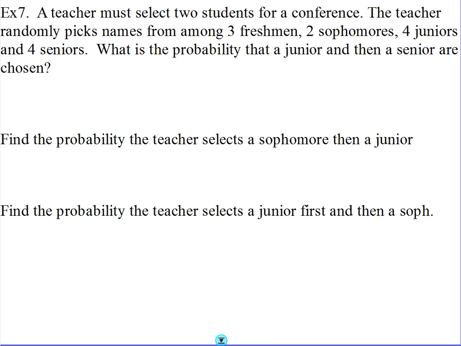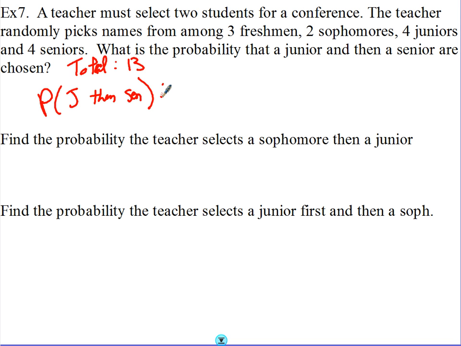This example is telling us a teacher must select 2 students for a conference. The teacher randomly picks names from among 3 freshmen, 2 sophomores, 4 juniors, and 4 seniors. What is the probability that a junior and then a senior are chosen? Okay, so for this one, there's a total of 13 kids. If I add up 3 plus 2 plus 4 plus 4, there's a total of 13. So probability of a junior, then senior.